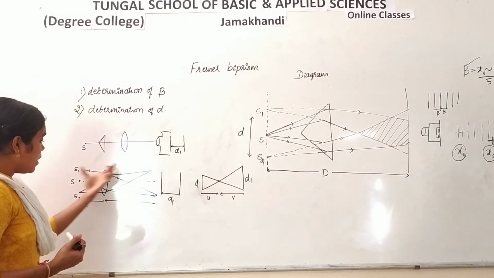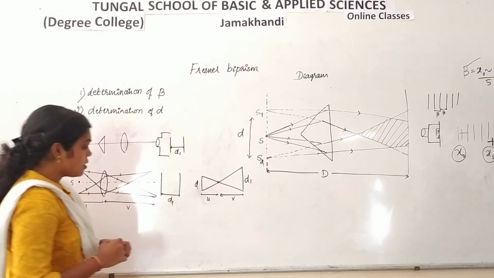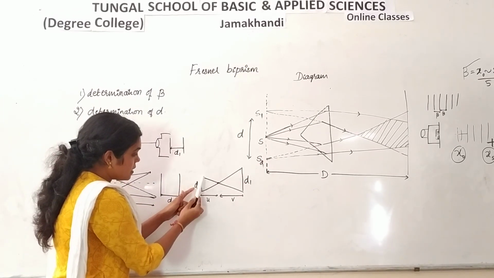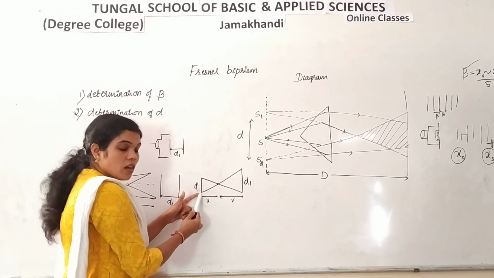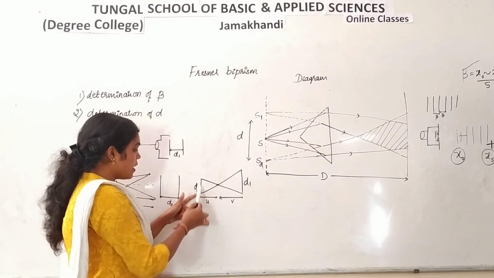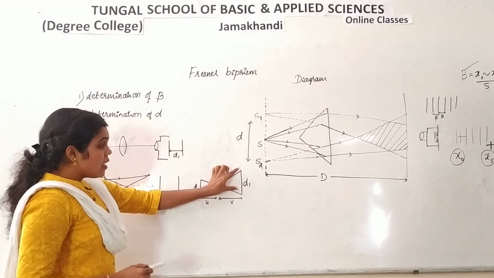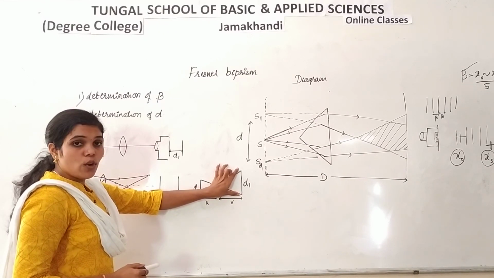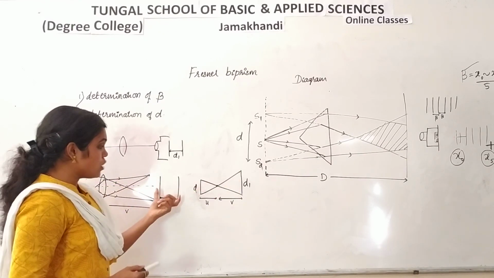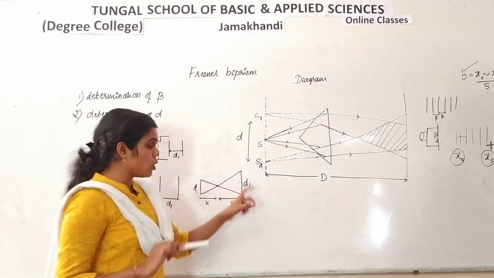For that, according to this diagram, see here this is S1 and this is S2. We know that the distance between S1 and S2 is d, small d, and here on the screen you are going to see an enlarged image, that is, a clear image of the slit. Two lines you are going to see.